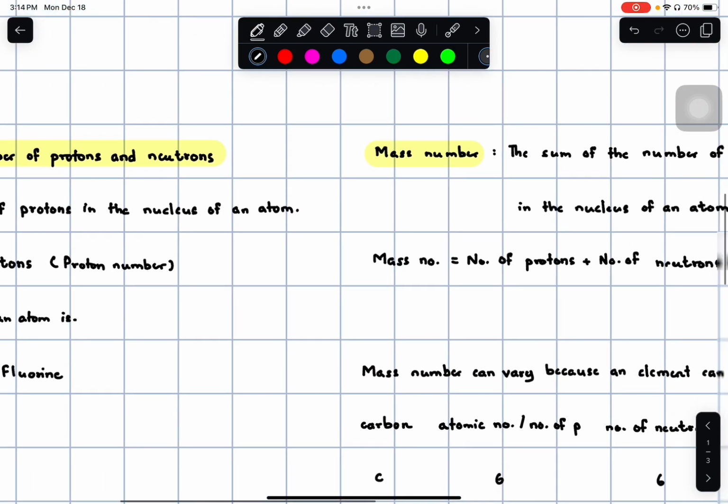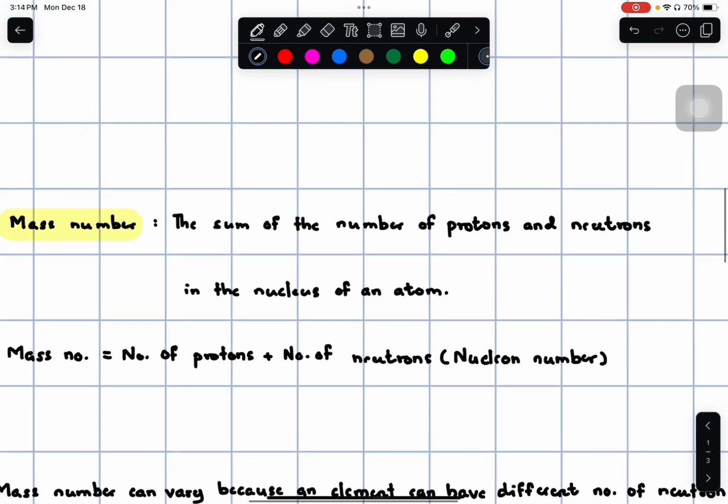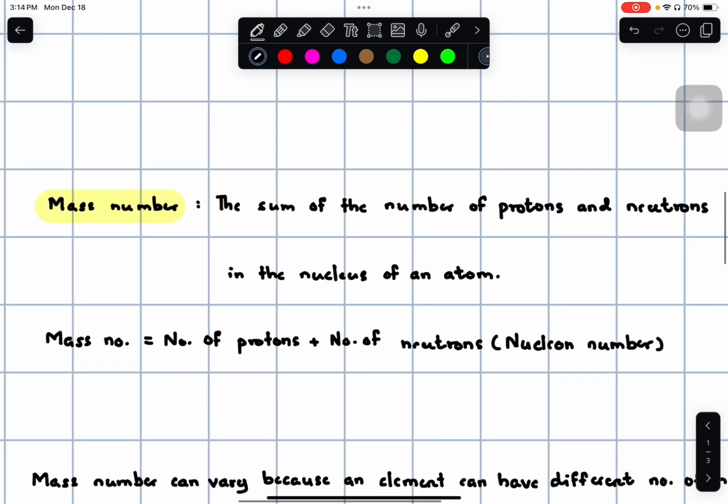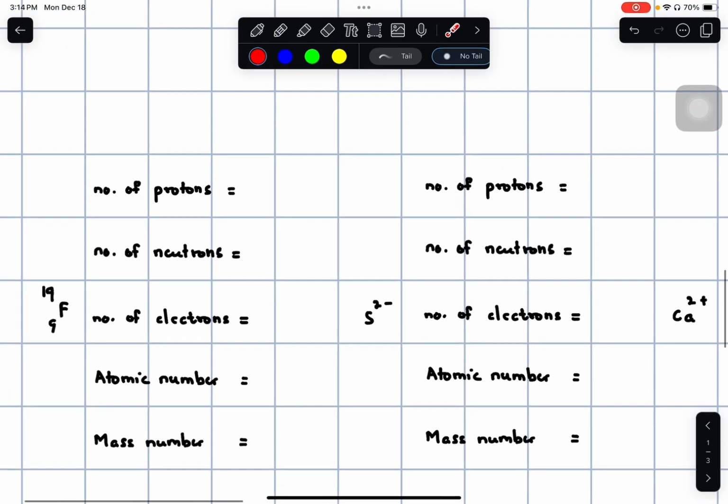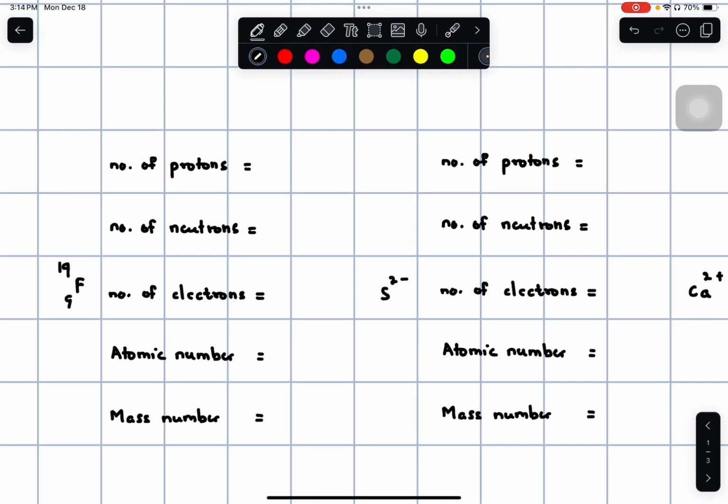Now, the next terminology that you need to be familiar with is the mass number. The mass number is the sum of the number of protons and neutrons in the nucleus of an atom. So if you were asked to calculate the mass number, it would mean the number of protons plus the number of neutrons. We already learned the term nucleon, and sometimes it is also called the nucleon number. Now, that being said, let's do a few exercises on this.